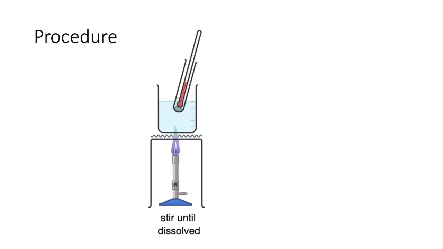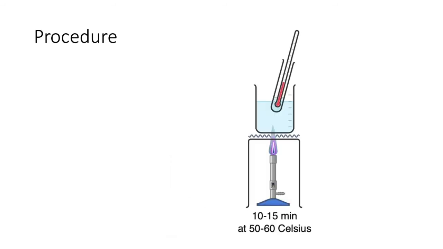Then you can take a large beaker and fill it about 3/4 full with water and heat it up to about 50 or 60 degrees Celsius. And you can determine the temperature with the thermometer that you left inside the test tube. Continue to stir the mixture with the thermometer until all of the solid dissolves, and then continue heating at that temperature range for an additional 10 to 15 minutes.